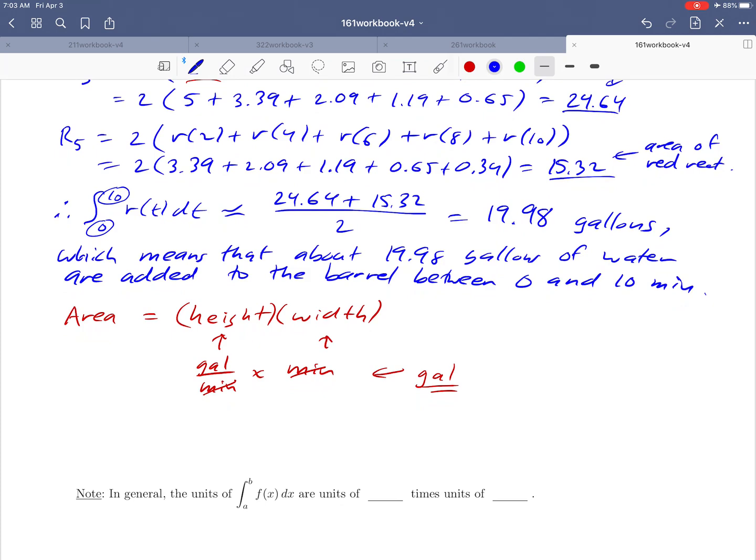We can make one comment in general about how to find the units of an integral. Okay, and notice what we did. We took height times width. That's the units of f of x times the units of x. That's going to be a general way to figure out what the units of any integral are. And it's a great way to tell what it is that you're really measuring when you do an integral in an applied problem. Okay, and now I think we are done with this problem.